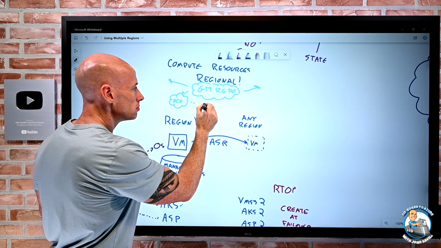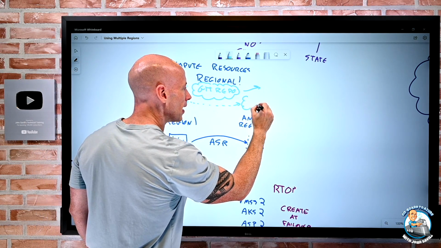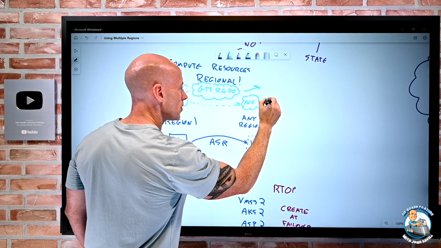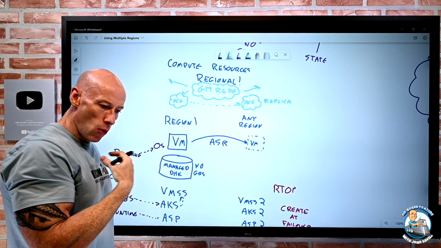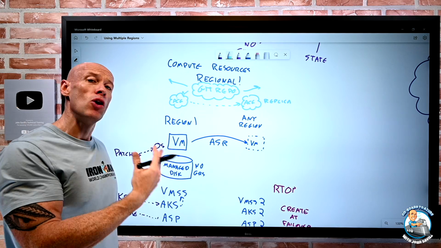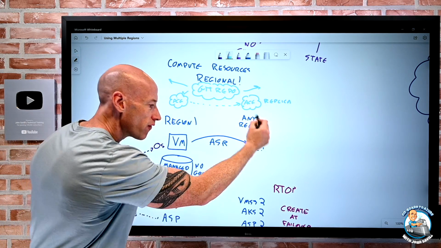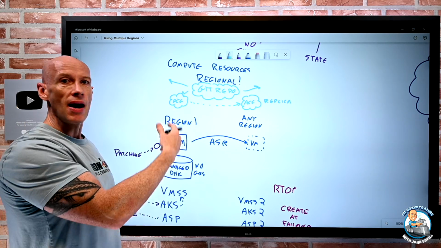Well, I can add replicas. So I would make sure I have a replica of my Azure Compute Gallery in the region that I want to fail over to. So I'd make sure I add that replica. It's going to cost me a little bit more money, but now all my artifacts are available locally in this region, so I can create them. Maybe it's an image, maybe it's some other artifact.